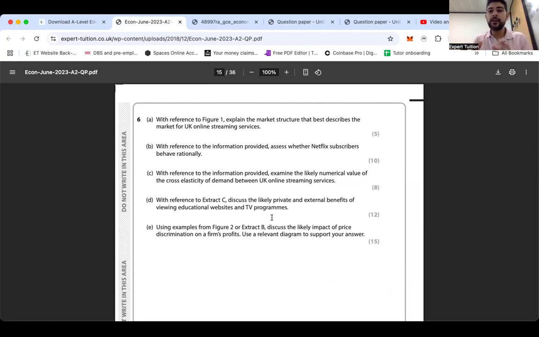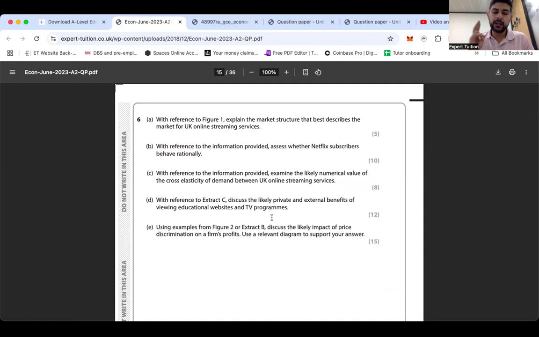Now, you can develop it in even more detail by talking about how the cost of policing it might be so high. The extract mentions that Netflix have invested large amounts of money to track IP addresses and really try to clamp down on password sharing. But the cost of doing that might be so high that the profits may not necessarily rise. It may not be worth doing it, basically. So that's the first eval.